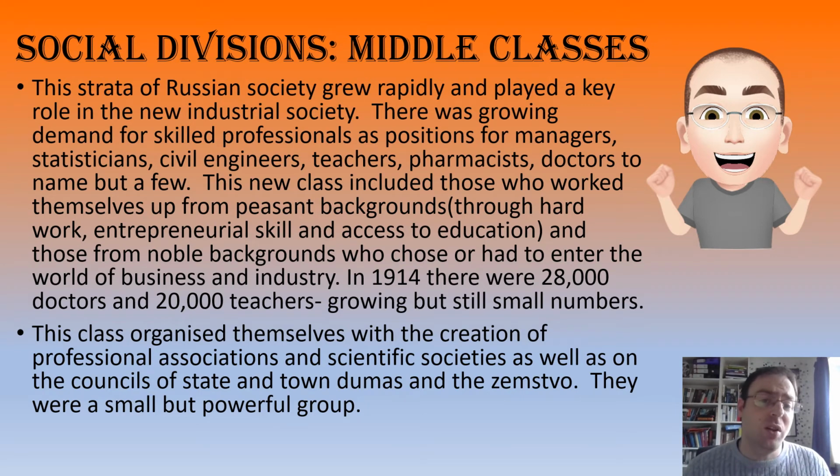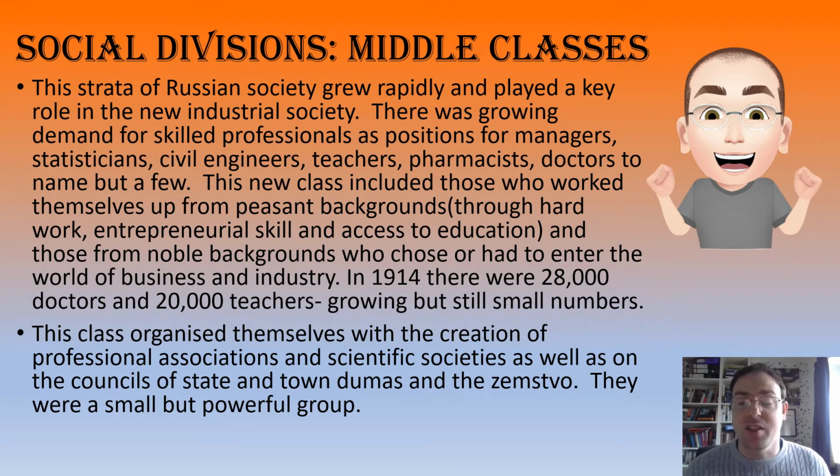So this class included those who'd worked themselves up from peasant backgrounds through essentially hard work, entrepreneurial skill, gaining some access to education and making use of it. And it also included some who came from more noble backgrounds, particularly younger sons from noble families who had chosen to, or had been forced to, enter the world of business and industry to try and make a living. In about 1914, there were about 28,000 doctors and about 20,000 teachers. So these numbers are growing, but they're still pretty small.